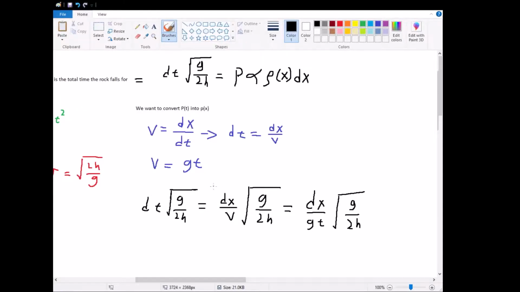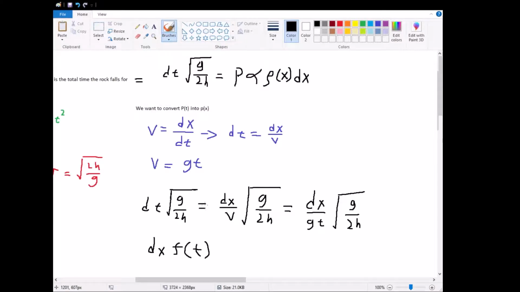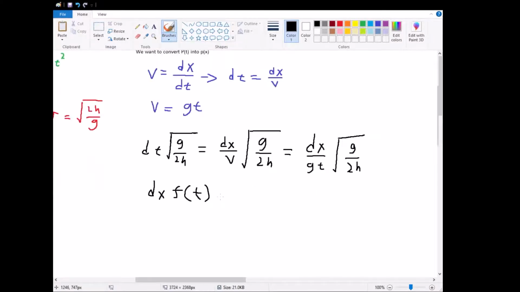So now we have a function of the form dx times some function of t. This is closer than what we got before, but it's still a little bit off, because what we need is actually something of the form dx f of x. And this clearly does not equal that. So we need to find a way of converting our t variable into an x variable.